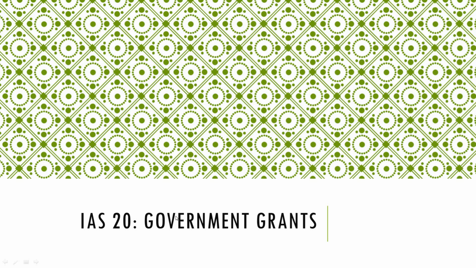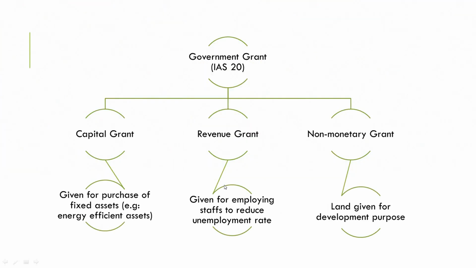So now we will look into a new IAS, which is IAS 20 that governs government grant. So we will start with understanding what is government grant. Government grant is some kind of financial assistance that the government provides for the business in order to encourage the business to do something that is aligned with the government mission and vision.